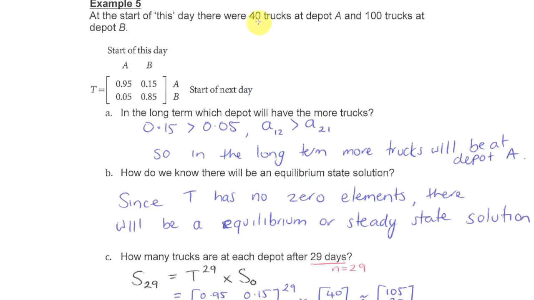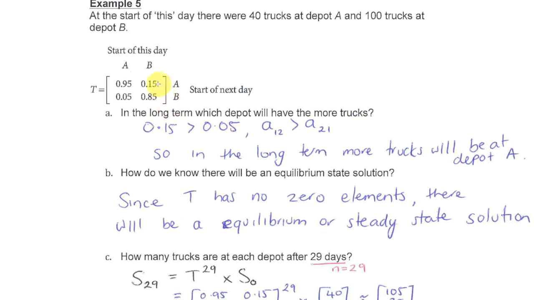At the start of the day, there are 40 trucks in depot A and 100 trucks in depot B. So this is our transition matrix. In the long term, which depot will have the more trucks? So we are comparing this diagonal here. This is 0.05 representing change from A to B, and 0.15 representing change from B to A. Comparing those two, the 0.15 is larger. That represents change from B to A. So A will be larger. There will be more at A. So long term, there'll be more trucks in depot A.